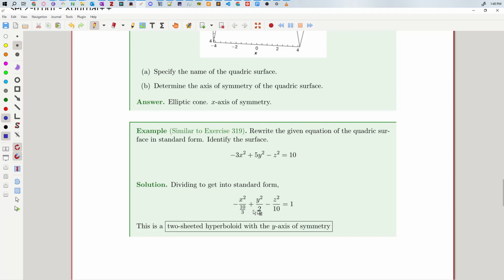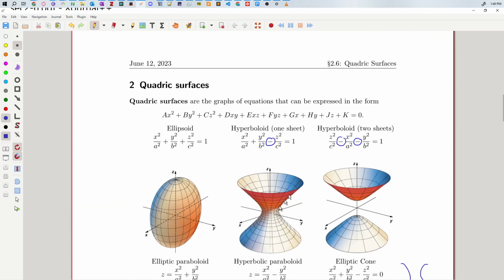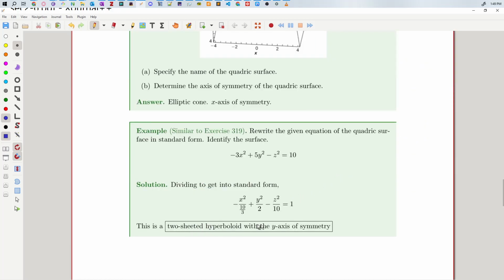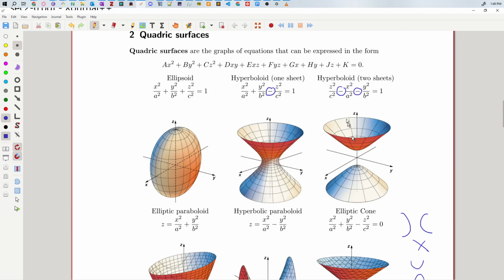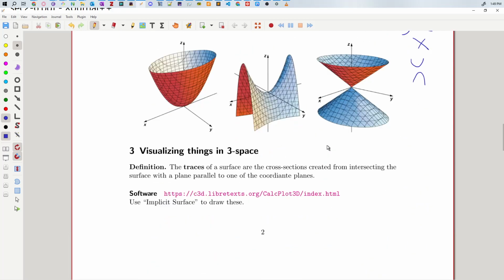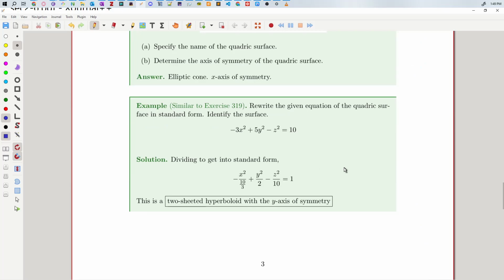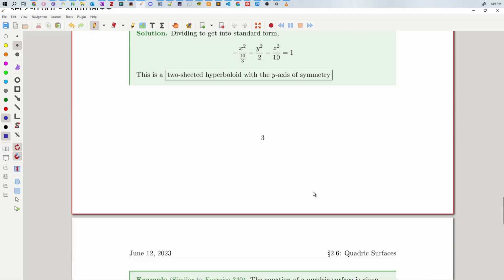And so notice A, B, and C would be what we would call these things in the denominator. And there are signs here. So you have one positive sign, 2 negative signs, which matches this case, the two-sheet hyperboloid, which is what I mentioned there. And then the axis of symmetry is the odd one out, I believe. Yes, it actually works for both one sheet and two sheet. It's the odd one out. So yeah, there we go with that.